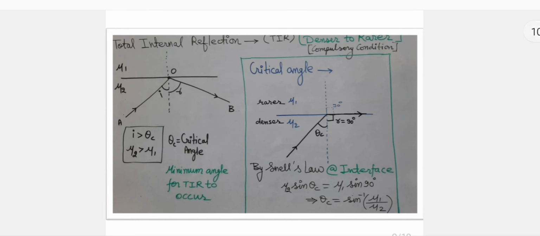So the next topic let's consider is total internal reflection. As I said, the necessary condition for total internal reflection is that the light ray must travel from the denser medium to the rarer medium. This is the compulsory condition to observe total internal reflection.